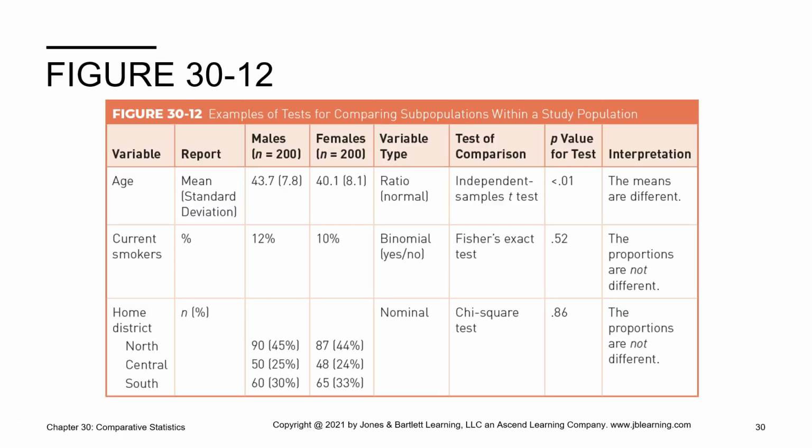Figure 30.12 goes over examples of tests for comparing subpopulations within a study population. Again, this is just a good way of looking at how different variables can use different types of statistical analysis.